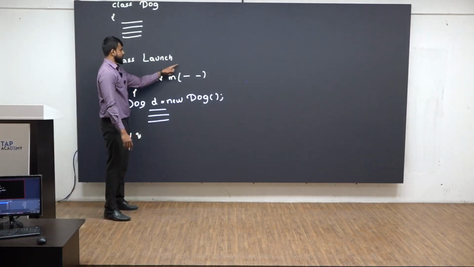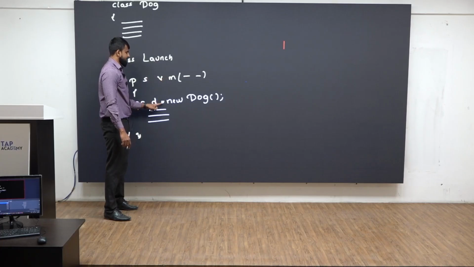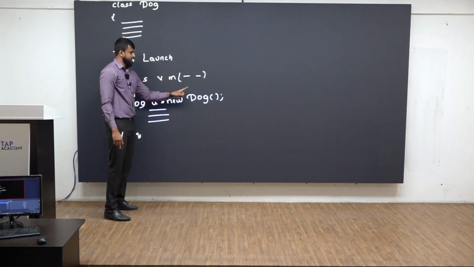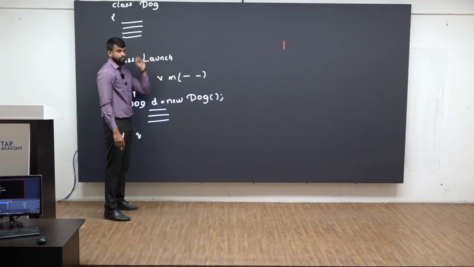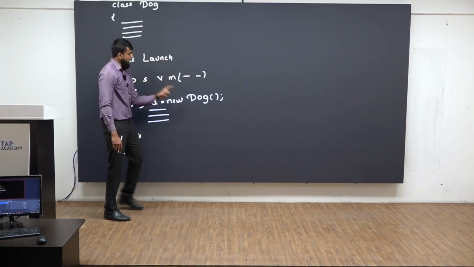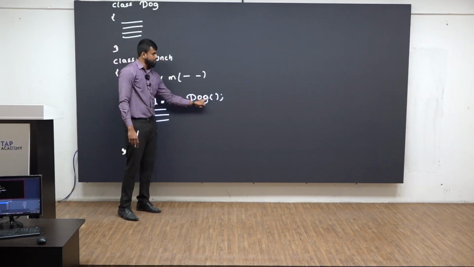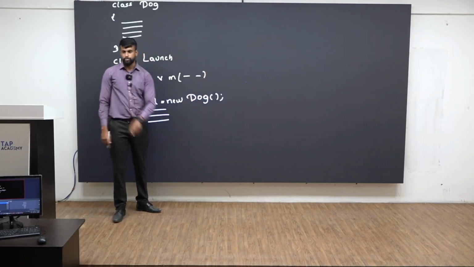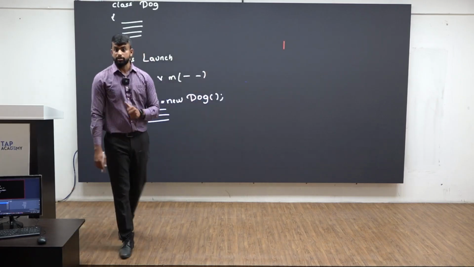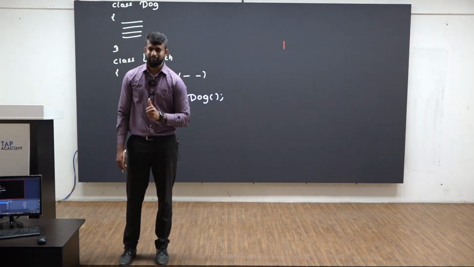Your program execution is starting from here. Assignment, right side, new. You're telling the JVM, go to the Dog class and create an object. An object is ready. After that you're telling what? Open bracket, close bracket, semicolon. You'll always write that, right? Yes or no? What is the meaning of that?